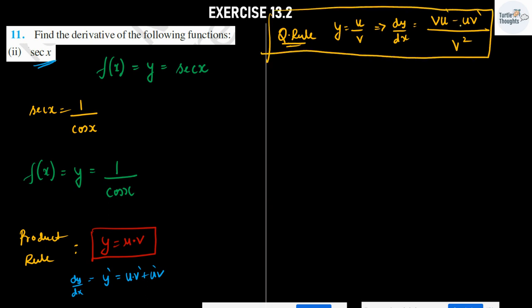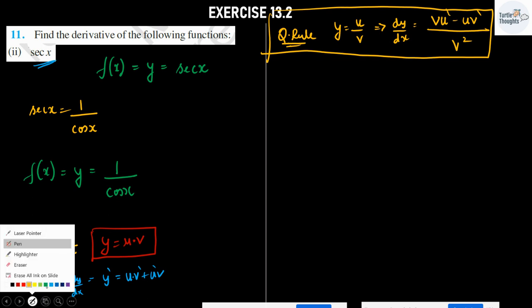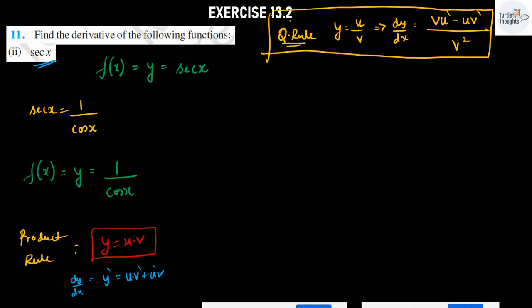Which formula do you think I can use over here? Quotient rule, product rule, anything I can use over here? Can I use quotient rule? How? I'll be telling you. I have y is equal to 1 over cos x. Can I write this as 1 multiplied by 1 divided by cos x? Will the value change, or is it going to remain the same? It is going to remain the same.